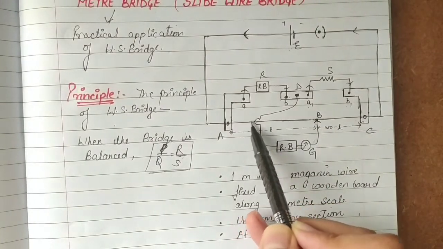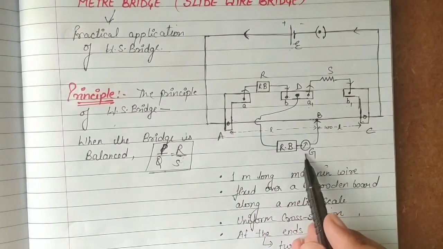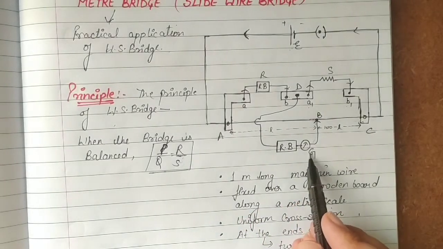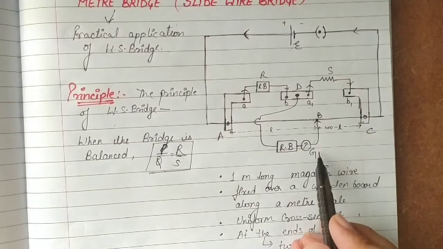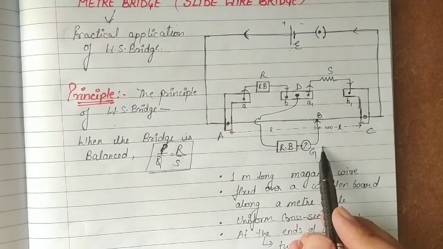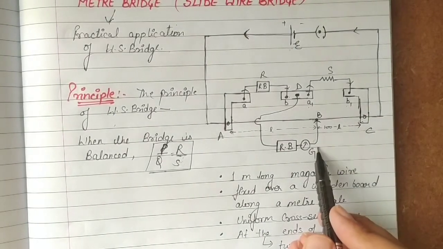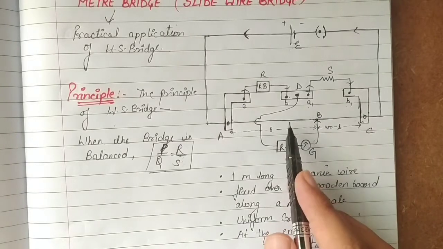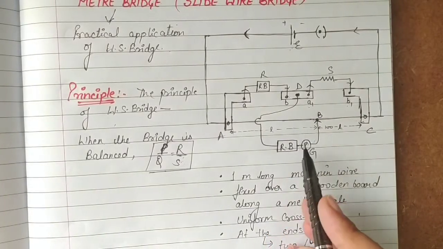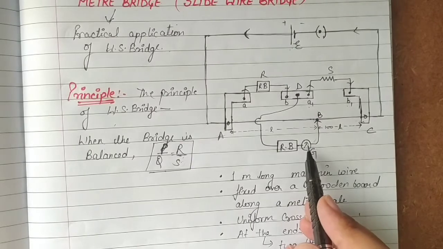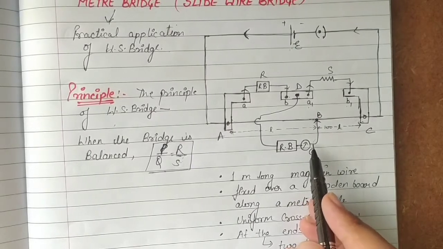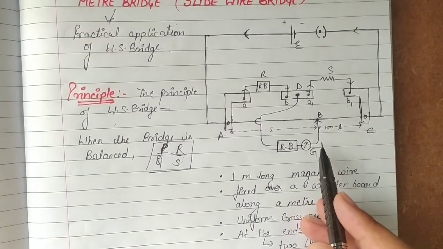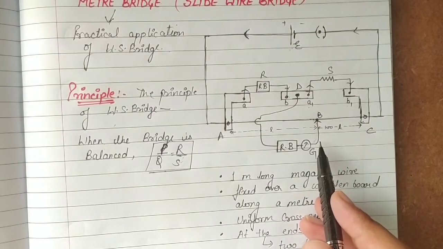And while moving the jockey, we will check the galvanometer simultaneously and try to find the point where there is no deflection in the galvanometer. So हमें jockey की वो location needed है जहां पर galvanometer में कोई deflection नहीं मिलेगा. Now this no deflection condition or null point will show the balance condition of the Wheatstone bridge.